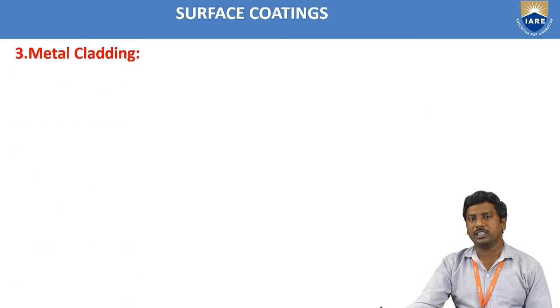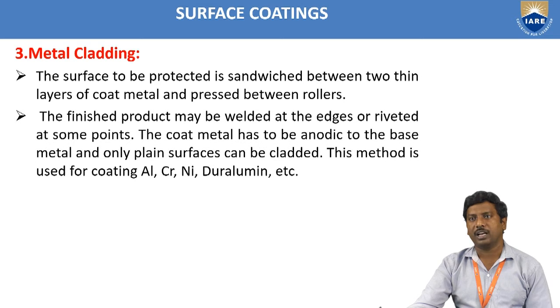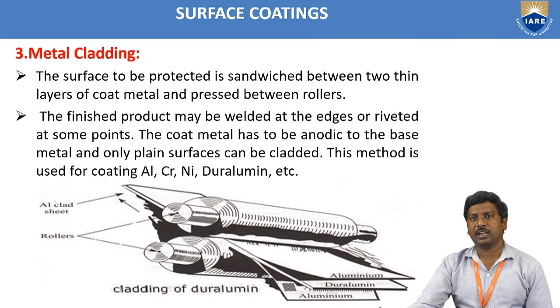And after that we see the third process of hot dipping, nothing but metal cladding. So the surface to be protected is sandwiched between thin layers of a coat metal and passed between the rollers. That means the finished product may be welded at the edges or riveted at some points. That means the coating metal has to be anodic to the base metal, and only plain surfaces can be cladded. So this method is used for coating of aluminum, chromium, nickel, duralumin, etc.